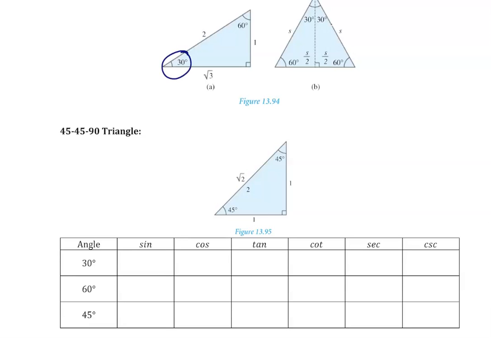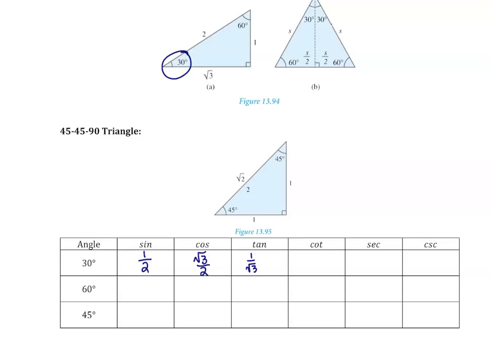So let's focus first on this 30-degree angle. Sine is going to be the opposite over hypotenuse. So the sine of 30 degrees is always going to be equal to 1/2. The cosine would be adjacent over hypotenuse, and so we would have square root of 3 over 2. And then tangent is always opposite over adjacent, so it would be 1 over the square root of 3.